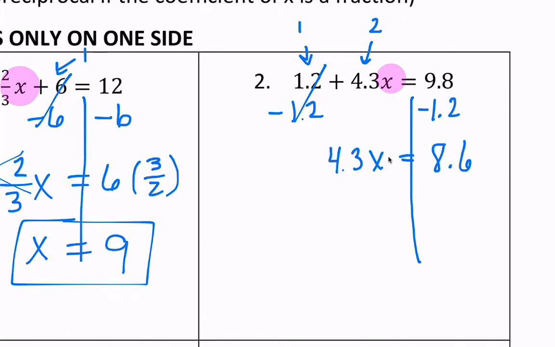All right. So I want x by itself, so I still have to get rid of this 4.3. Remember, when a number and a variable touch, that means multiply. So to do the opposite of multiply, we divide. And we're going to divide by this 4.3 that we don't want.